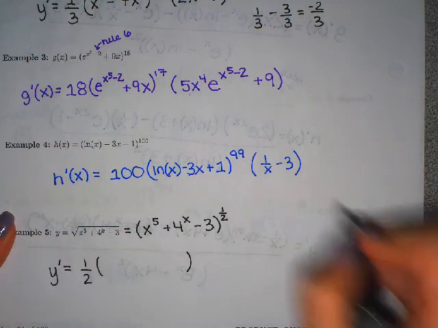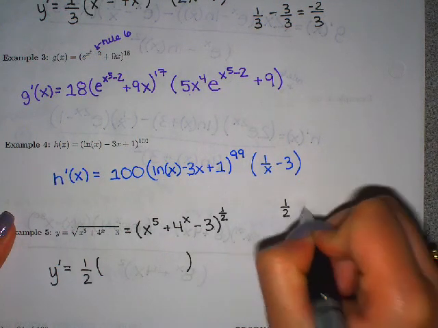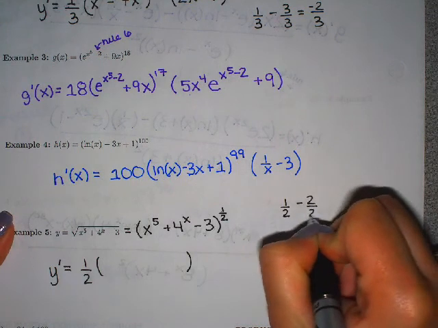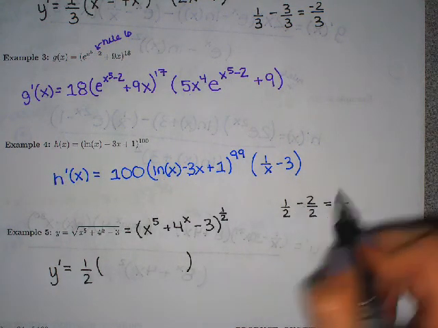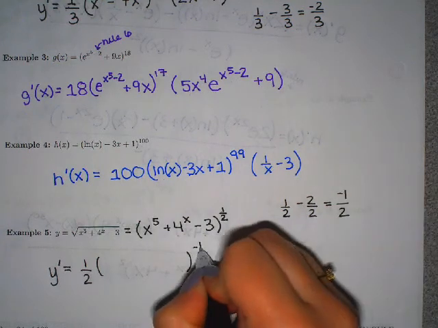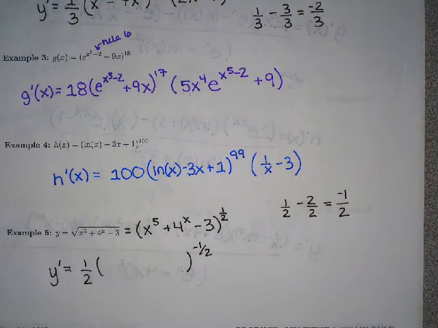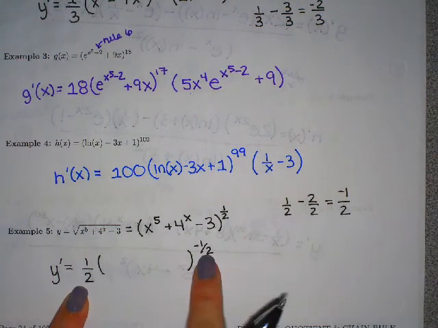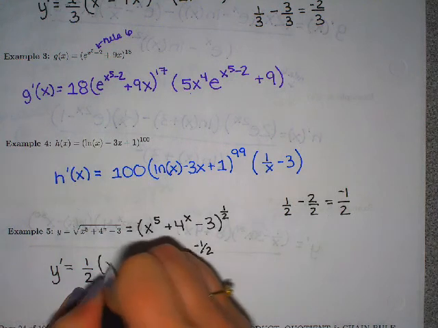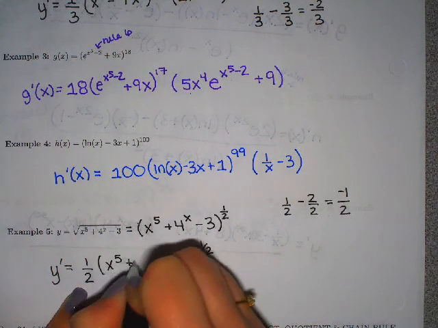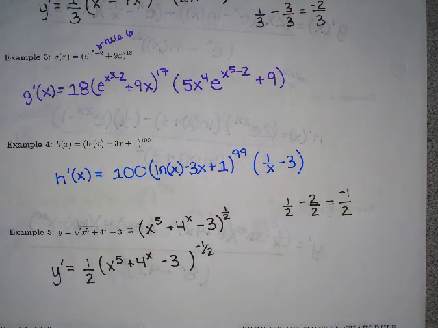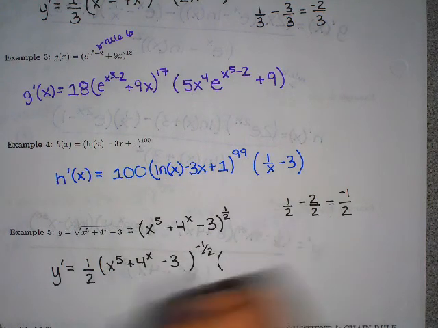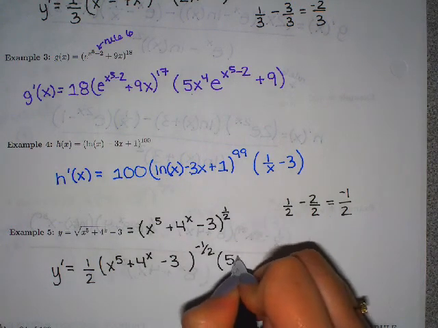I'm going to bring down the power, I have to leave space for the original inside, and I have to raise it to a new power. So I'm going to do some side work. What is 1/2 minus 1? 1/2 minus 2 halves. 1 minus 2 is going to be negative 1/2. So bring down the power, keep the original inside, raise it to that new power. So let me go back and put that original inside in. X to the 5th plus 4 to the x minus 3.